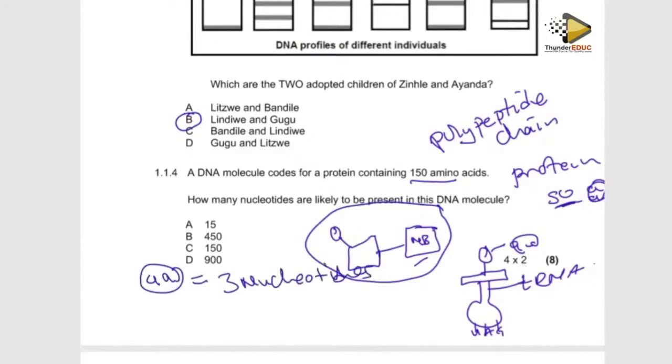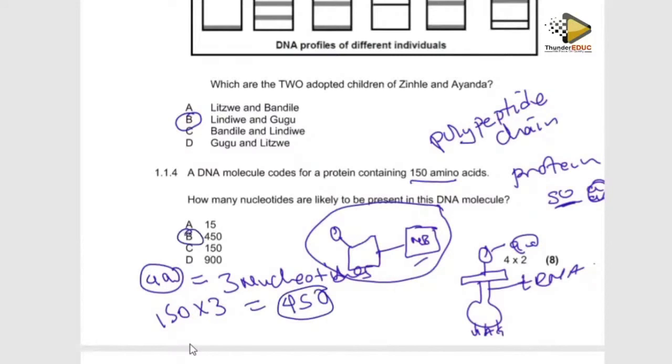You understand? So now they're saying we have 150 amino acids. So how many nucleotides are there? I'm going to say 150 times 3. 0 times 3 is 0, 5 times 3 is 15, carry 1, 1 times 3 is 3, which makes 4. So it's going to be 450 nucleotides. So the answer is going to be B. That's how you can find it there.